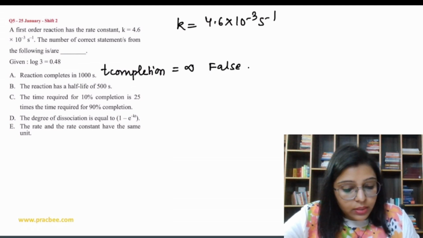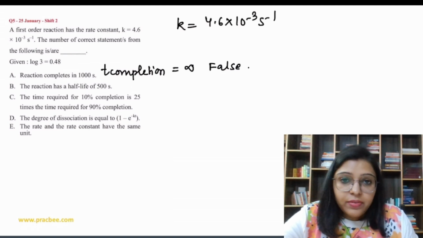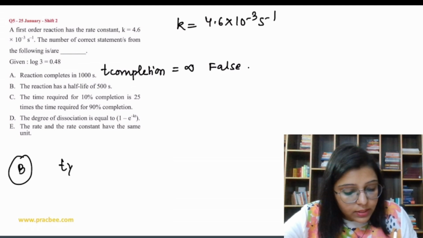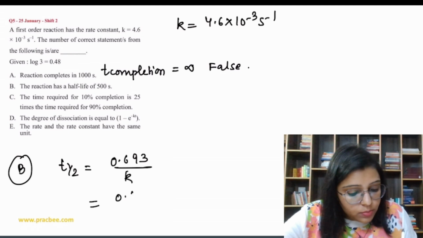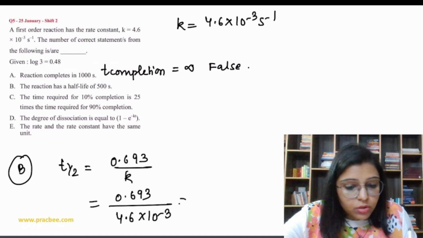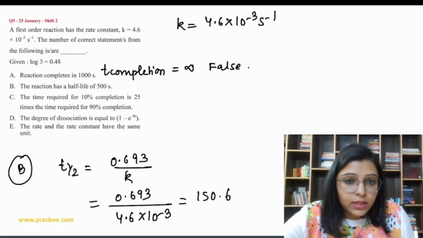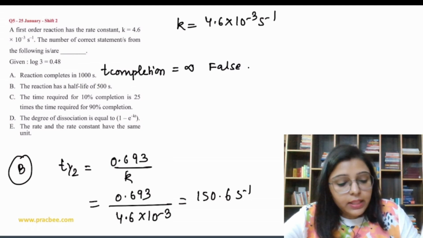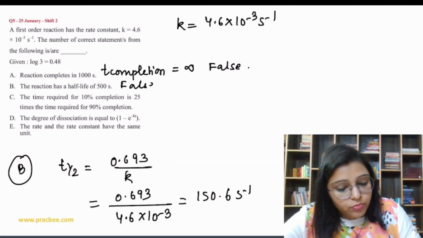Now, second, the reaction has a half-life of 500 seconds. How to calculate? We know that T half is equal to 0.693 upon K. K is 4.6 into 10 to the power minus 3. On solving this, you get 150.6. So again, that is not true. So this statement is also false.